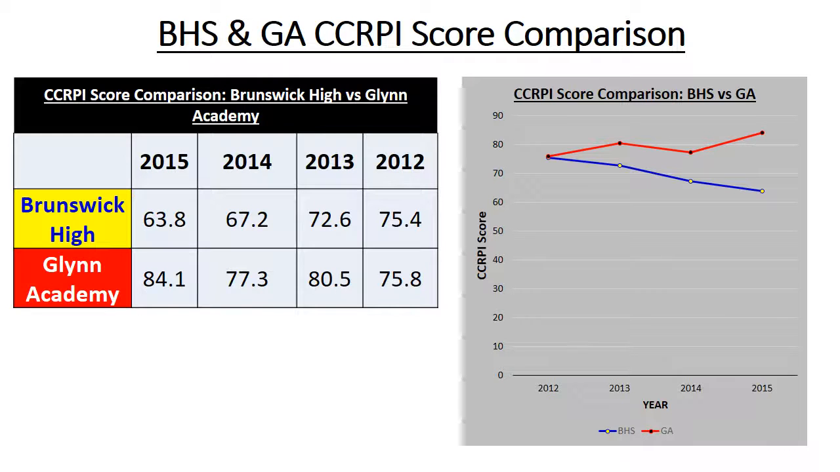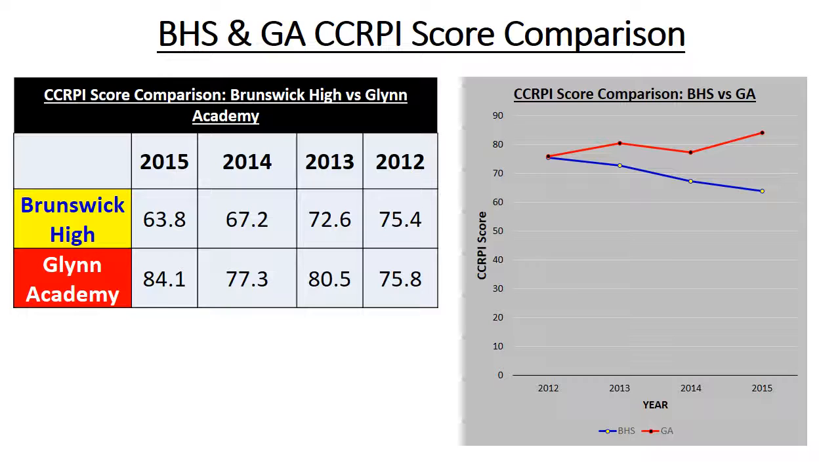Looking at the CCRPI score comparison between the two high schools in the district of Glenn County, which is Brunswick High and Glenn Academy. There are some red flags when looking at Brunswick High, and in the data table, you can see in 2015 we scored a CCRPI of 63.8 compared to 84.1 with Glenn Academy. That's a big, big gap.